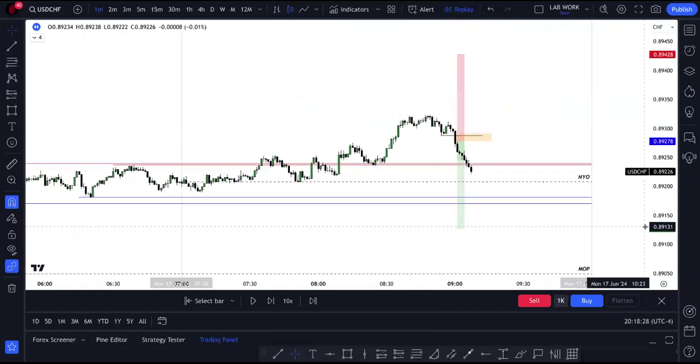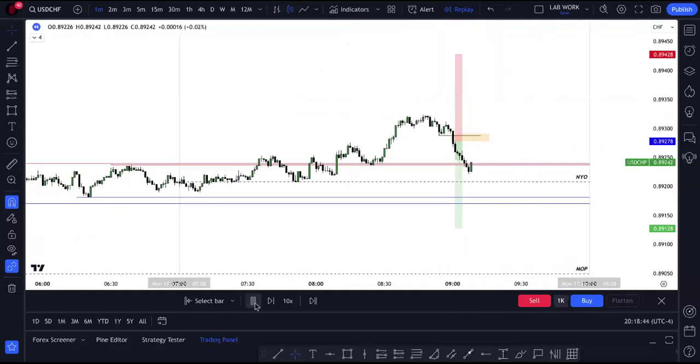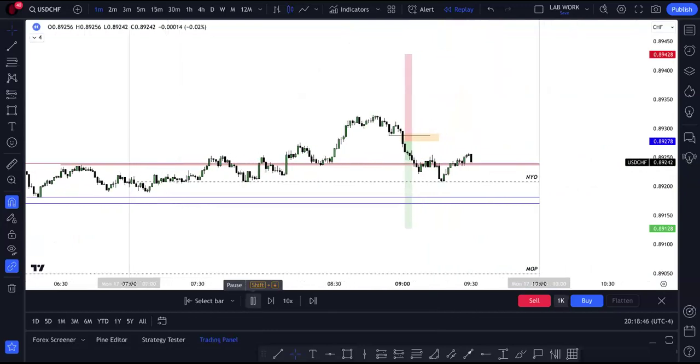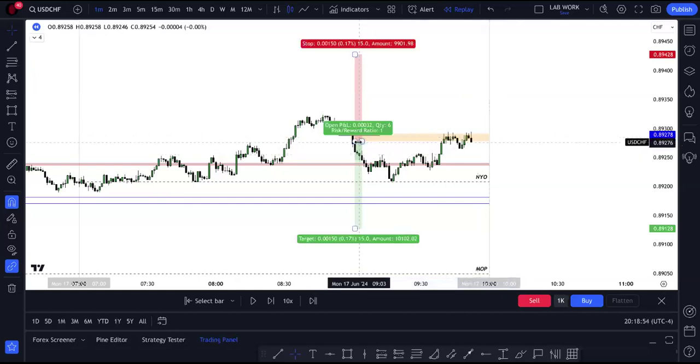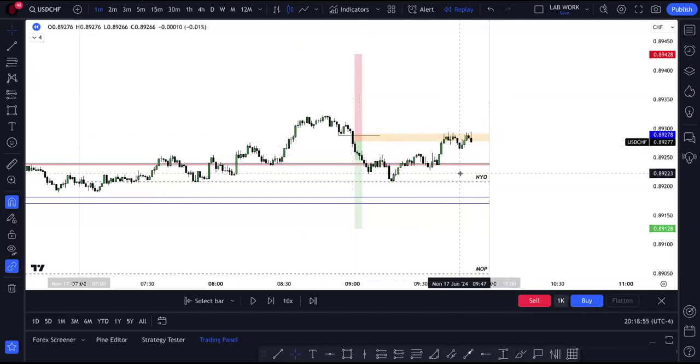2% if you've got a little more experience, 3% if you're really experienced, but you shouldn't be dabbling with 2 to 3% if you haven't been profitable for the last 6 months, last year. And we'll wait to see if price returns back into that. Price tags it here. That's where we'd be in short, right at that price point. We're in short.